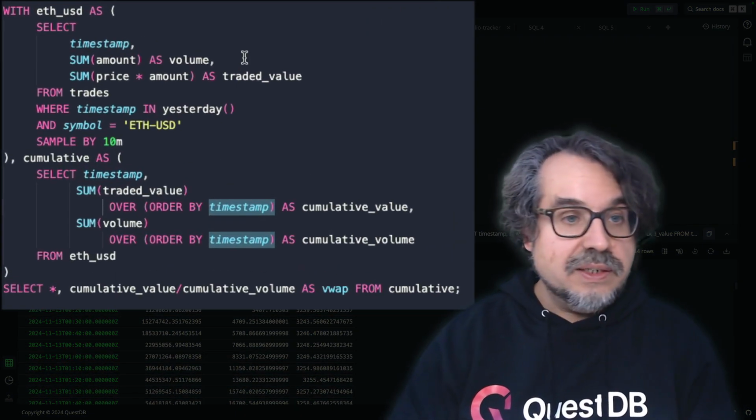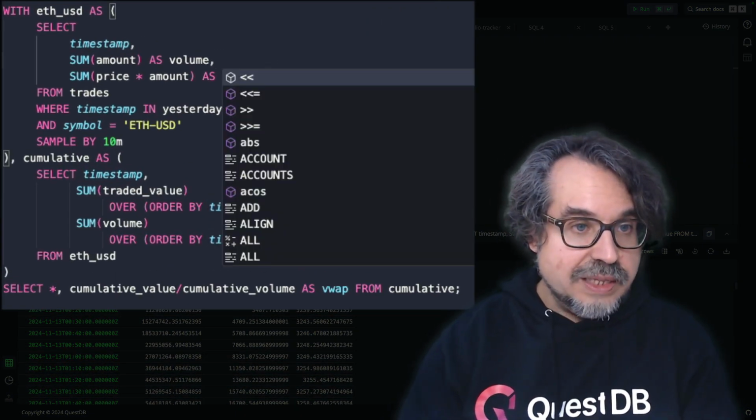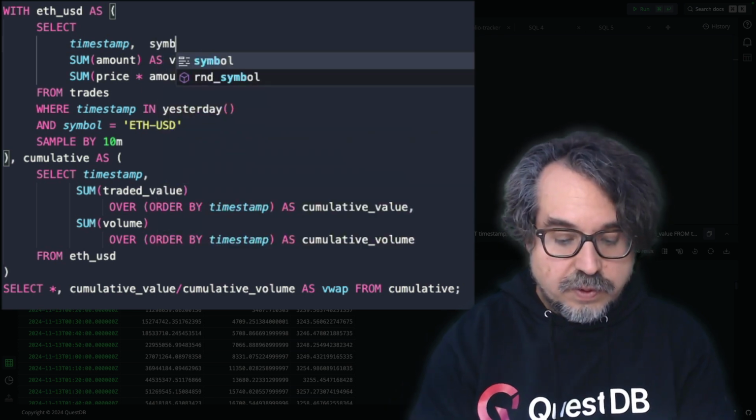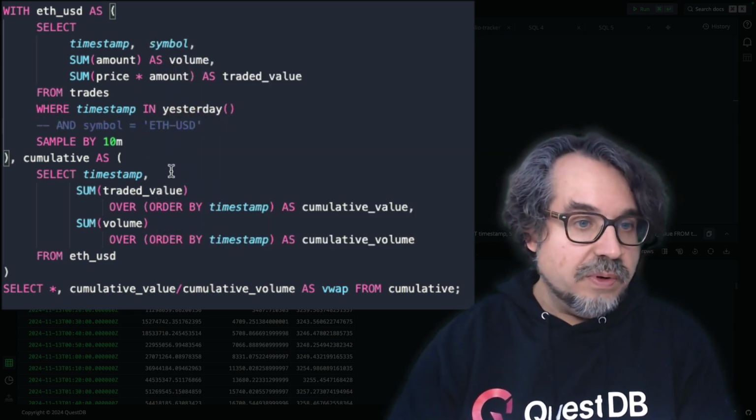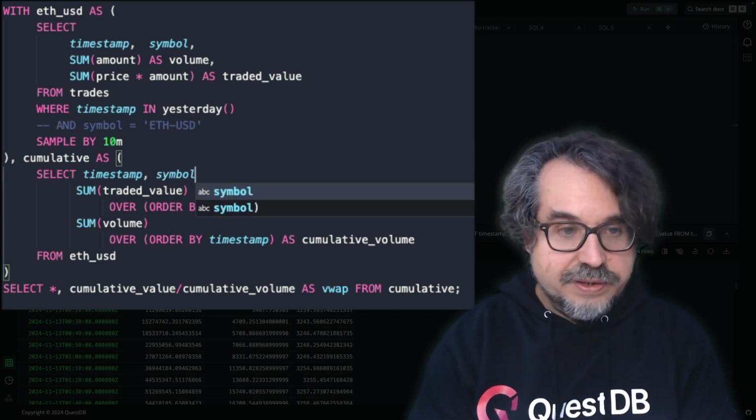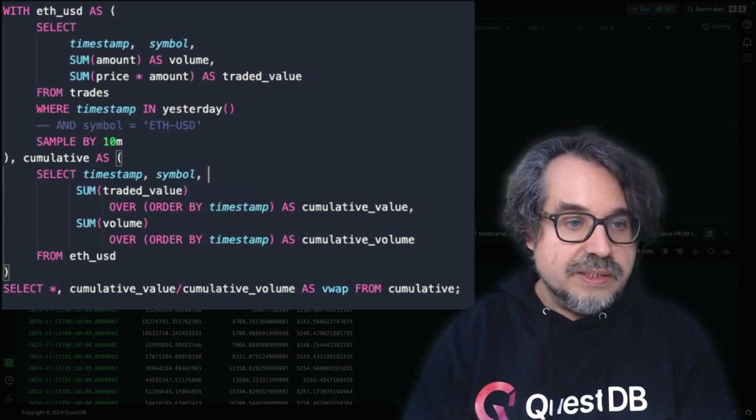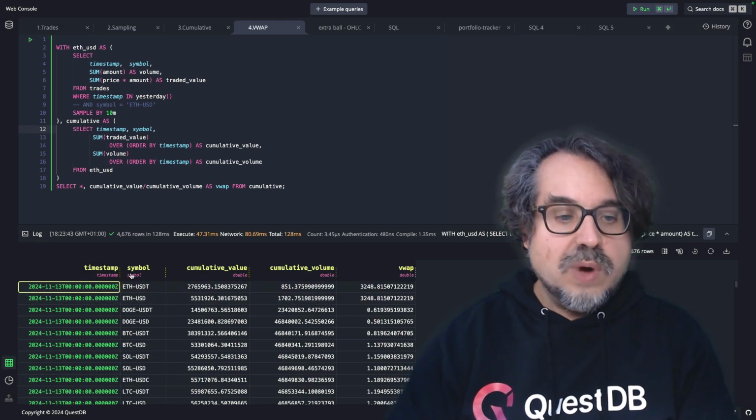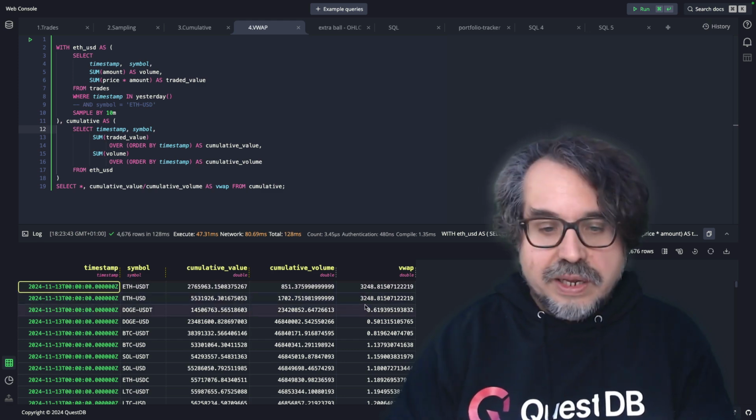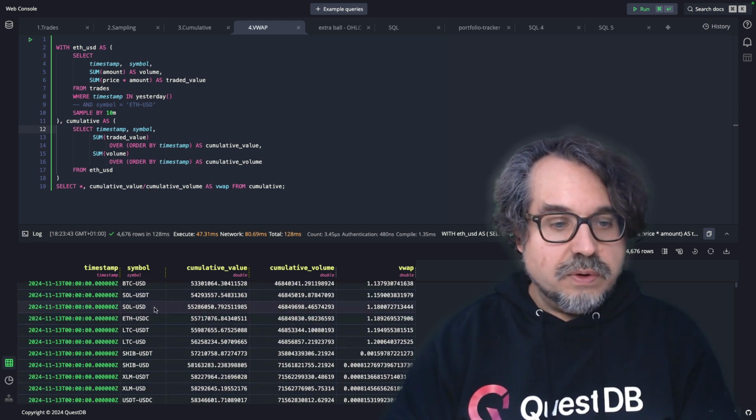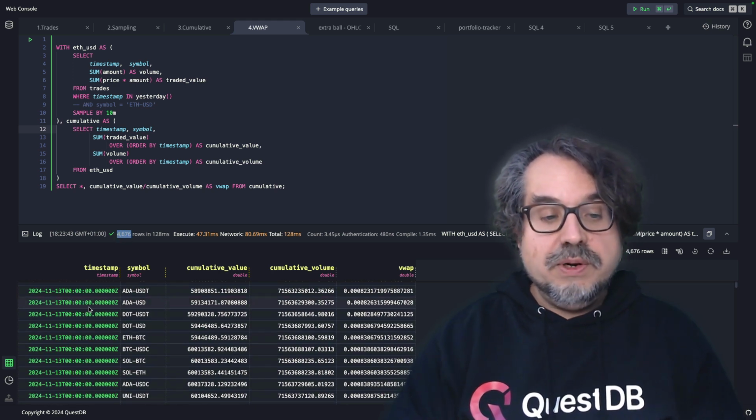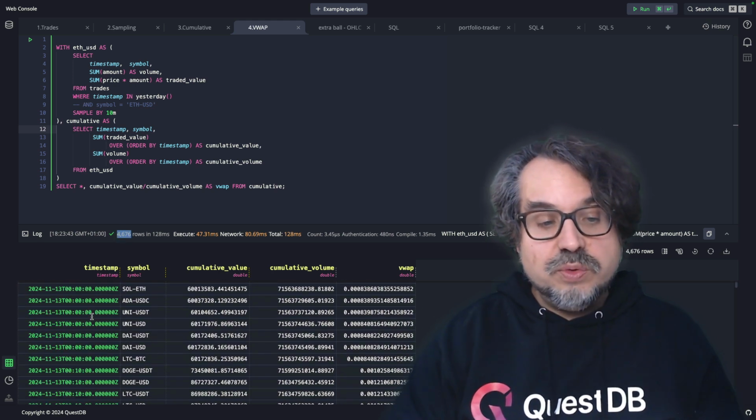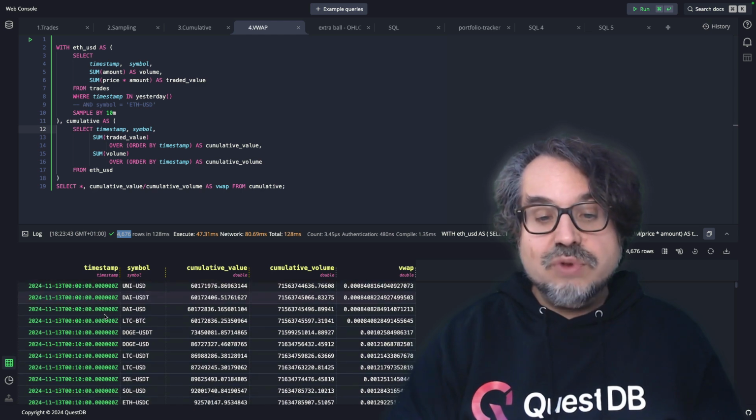And as I told you earlier, if you want, we can add here all the symbols. We can just remove the filter by symbol. We can add the symbol here, and we could be calculating the VWAP over the day for all the different symbols. And as you can see now, I have more rows because for each 10 minute interval, I have one result for each of the symbols that I'm tracking.